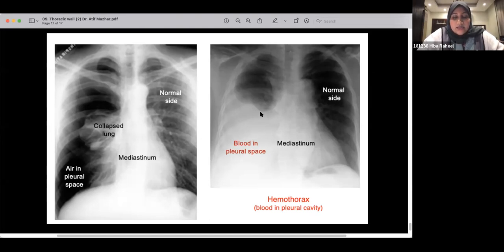When you see this, your brain should be like, either it's blood or it's water, pleural effusion. Because it's so massive and it's covering almost everything, look, it looks so opaque. It's all over the place. It's diffuse. That's why this is hemothorax. This is blood in the pleural cavity. And there is no costodiaphragmatic recess visible here.